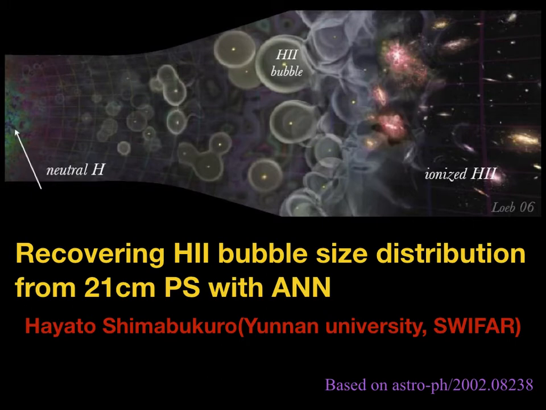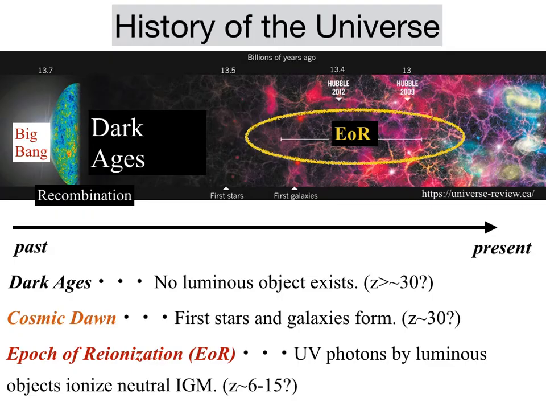Today, I will give a talk about recovering H bubble size distribution from the 21 cm power spectrum with a neural network. So here, I briefly start with the history of the universe. Here, I show the history of the universe. The left panel shows the past universe, and the right panel shows the present universe.